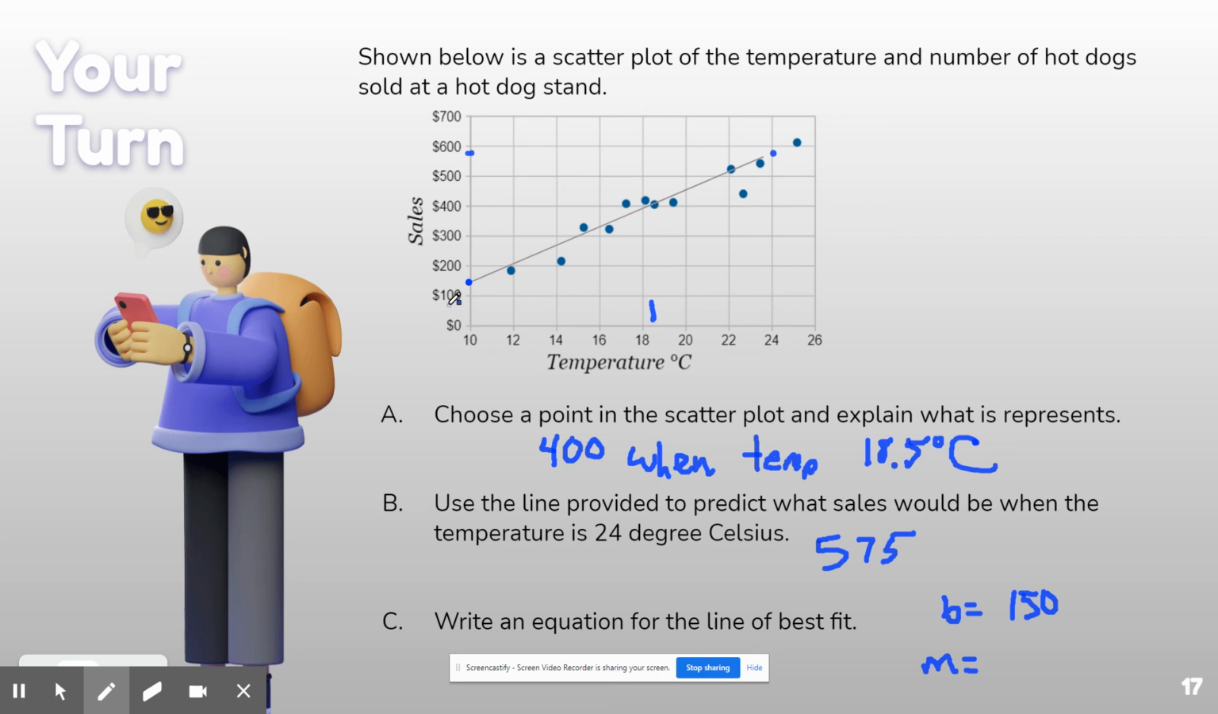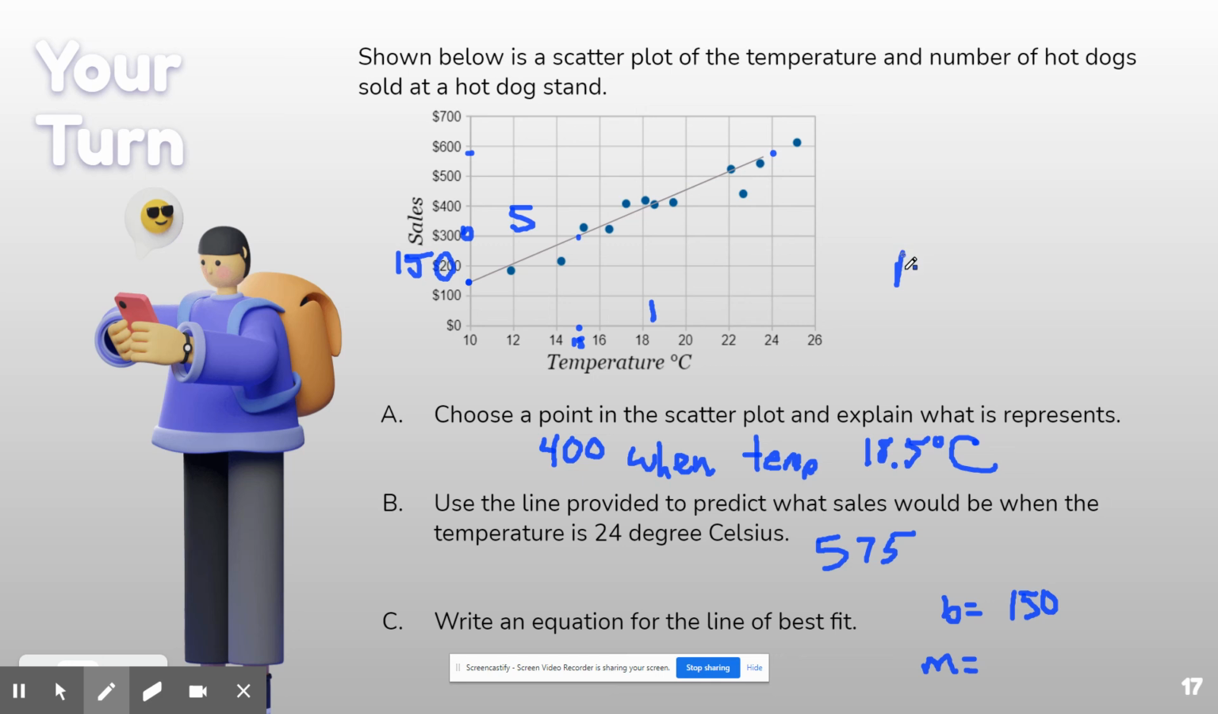And then I'm going to go to a point that I have already said. So what do we think this point right here is? It's probably what, down here on this line? 15, and up here it's 300. So look, it goes up 50, and then it goes up 100. So the rise is 150, and it goes from 10 to 15. So the run is 5.